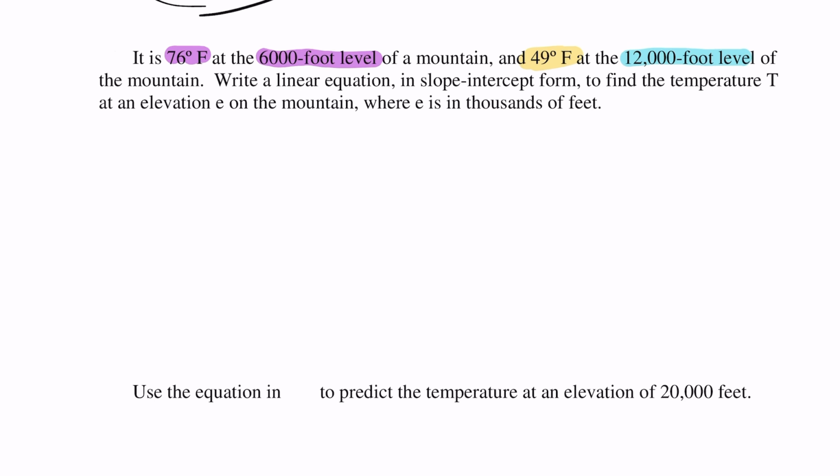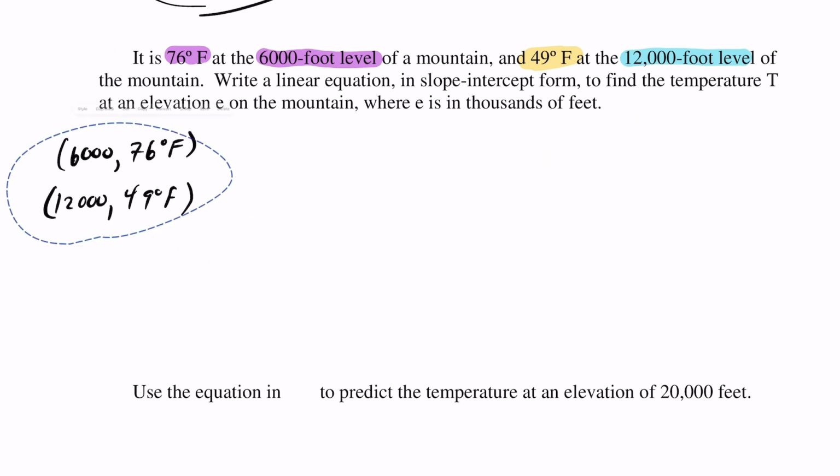So I know that when I am 6,000 feet of elevation on this mountain, the temperature up there is 76 degrees Fahrenheit. And I know at double that distance, 12,000 feet, the temperature drops down to 49 degrees Fahrenheit. To create an equation here, it's the same idea. They did not give me the rate of change, so I have to find this rate of change.